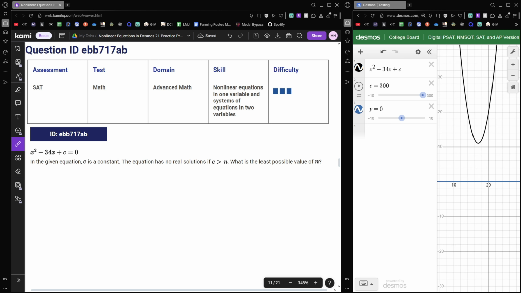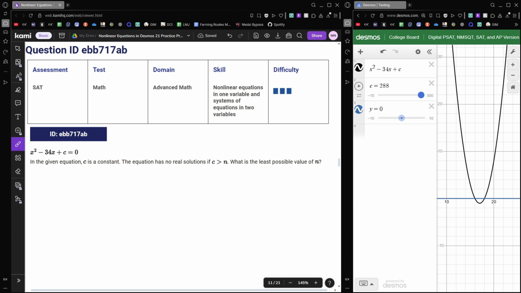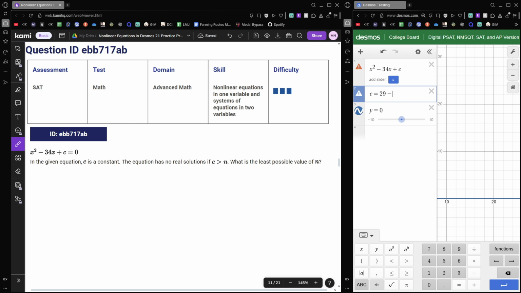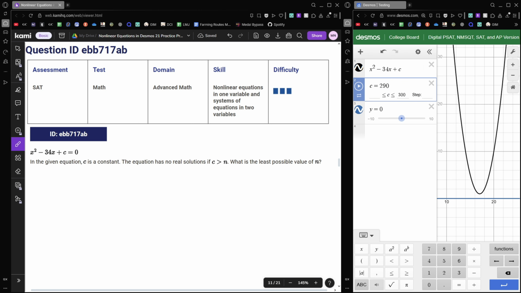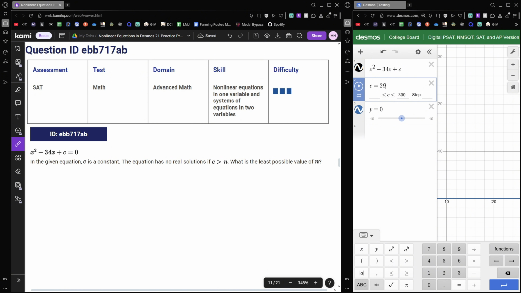Okay, let's zoom in. And let's start making it slightly smaller. Oh, I went too far. Hold on. Okay, so 288. When c is 288, there's two solutions. When c is 289, there's exactly one solution. And when c is 290, hold on, there's no solutions. So that means that for this equation to have no real solutions, c has to be greater than 289. Because if it's 289 or smaller, there's gonna be at least one solution. But if it's 290 or greater, then it's gonna have 0 solutions. So c is greater than 289.